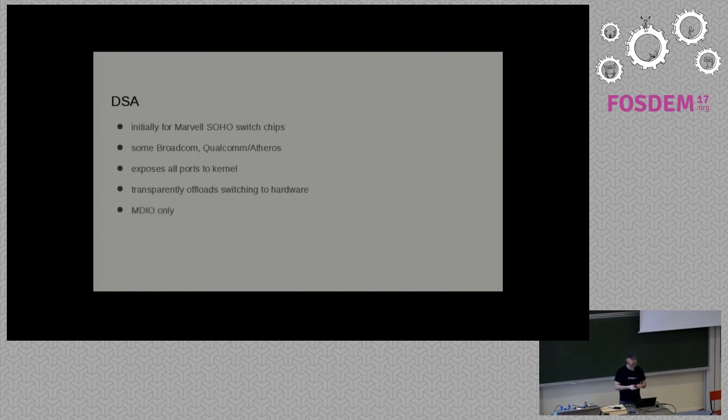But the problem with DSA is that it was intended to be MDIO only. I think that's because of the original Marvell thing, I don't know. But it was kind of limited in that way. There's lots of other ways to connect Ethernet switches to your system, as many as there are buses, right? And there's enough buses. So then the switchdev system came in. The switchdev system is a proper kernel subsystem. That means that you can invoke it from any bus.